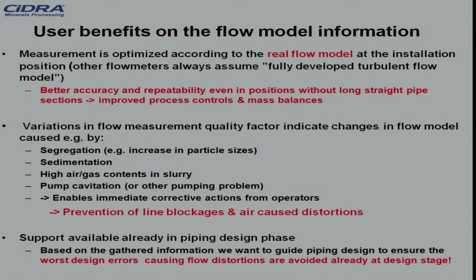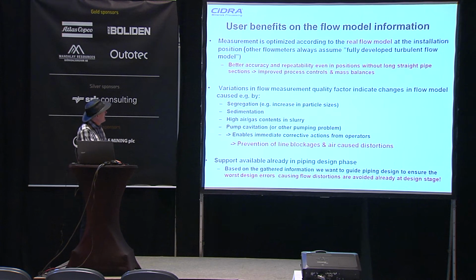Then the user benefits of the flow model information. The measurements with Sonartracs are optimized according to the real flow model at the installation positions. All other flow meters are always assuming that there's a fully developed turbulent flow. So you will get better accuracy and repeatability even in positions without long straight pipe sections that you practically never have in real process conditions. Variations in the flow measurement quality factor indicate changes in the flow model, and I think the key issue there is the prevention of line blockages and air distortions in the process line.